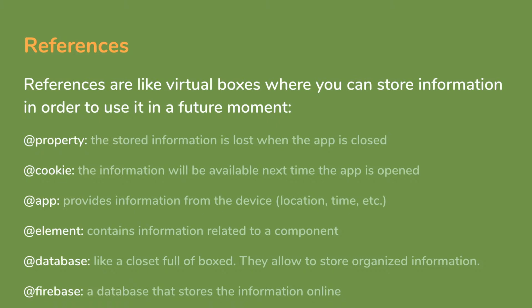Then we have the property element, which will let you access some properties of the components, or you can modify components in real time. So if you want to change the transparency of a text, the font size, or the font of a text, you can use the element reference. Then you have databases, which will let you have a lot of information organized. So basically, a database is like a closet full of boxes, or full of references. So you can have a lot of information.